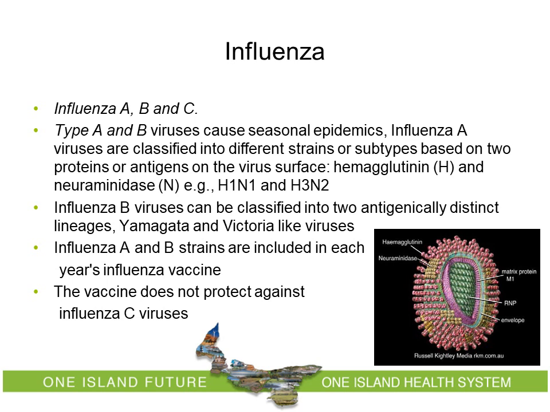Influenza B viruses can be classified into two antigenically distinct lineages, Yamagata and Victoria-like viruses. Influenza A and B strains are included in each year's influenza vaccine. The vaccine does not protect against influenza C viruses. Type C viruses cause mild respiratory illness.